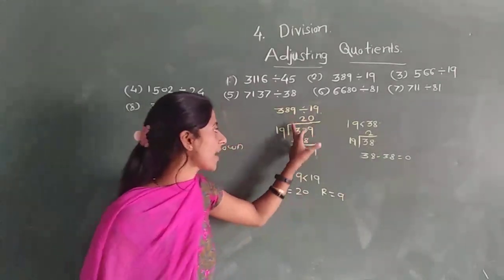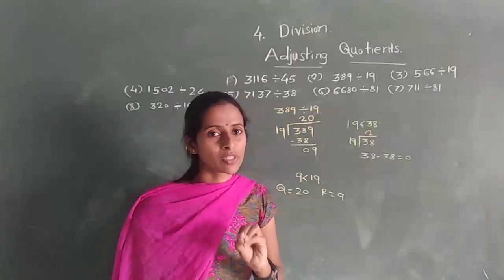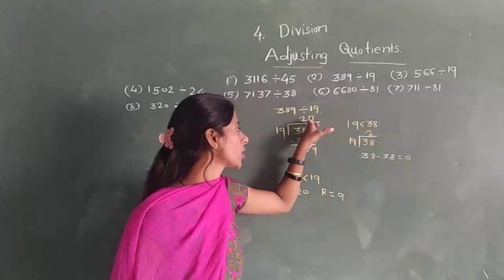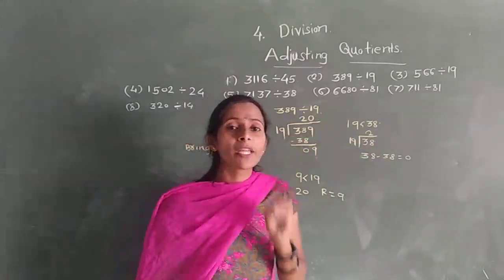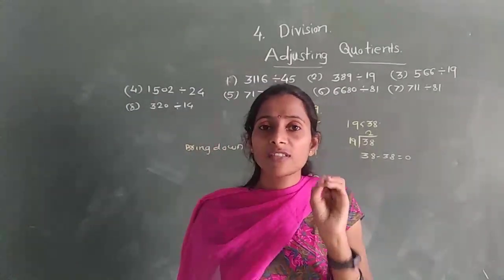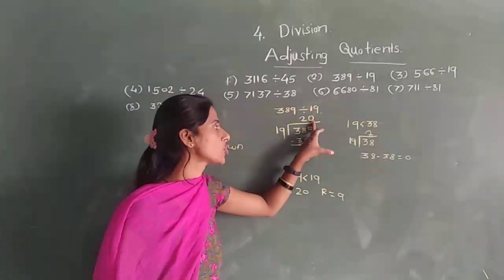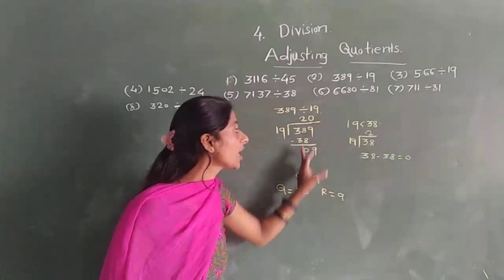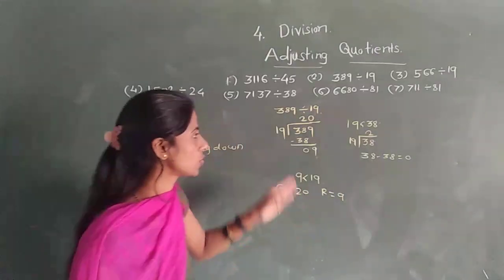Okay, so first just divide 38 by 19, that is 19 twos are 38. This divides completely. So 2 is your quotient. Then 9 is less than 19, which means after bringing down, the number is less than the divisor, so first write 0 in the quotient. So here 9 is less than 19, so write 0 in the quotient. So 9 is the remainder and the quotient is 20. Got it? Okay, use the same procedure.